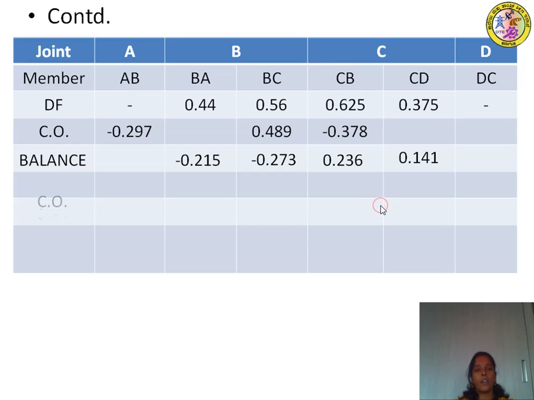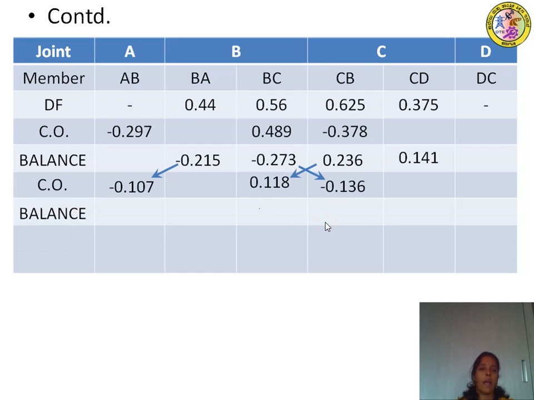Next, one more cycle we can go, that is carryover from BA to AB. Half of minus 0.215 will be equal to minus 0.107. Next, from BC to CB, half of minus 0.273 will be equal to minus 0.136. And from CB to BC, half of 0.236 will be equal to 0.118. That is the carryover step.